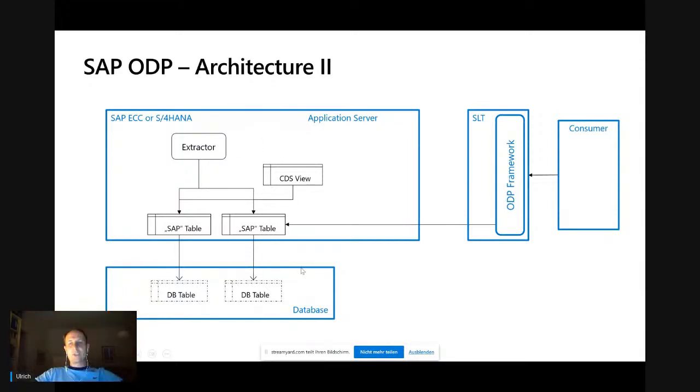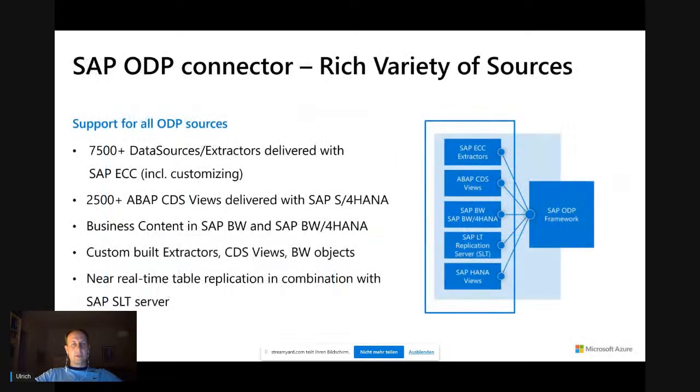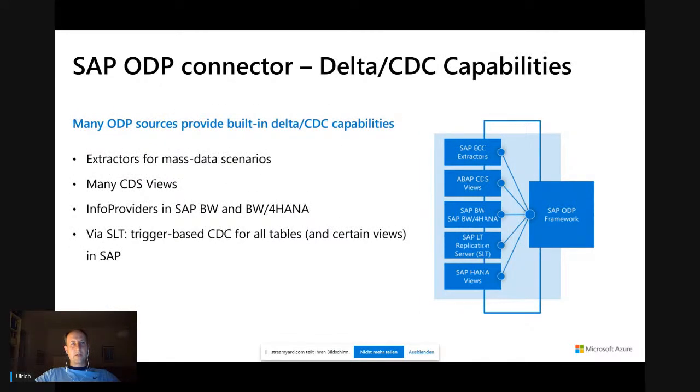So those are the options in terms of provider types, and also in terms of the high-level setup of the architecture. I think I already went over those topics roughly a bit earlier. So the rich variety of sources, I gave you those numbers already. Keep in mind, you get a lot of stuff out of the box with your SAP systems if you're using this ODP connector.